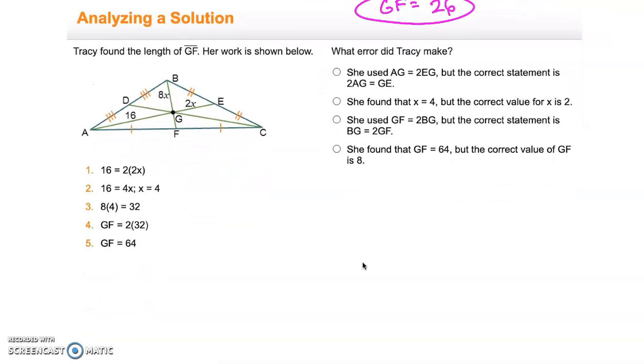So let's take a look and see where Tracy made a mistake. She put 16 is equal to 2 times 2x. That's true. This section is twice that. So 16 equals 4x, x equals 4. Then she substituted in 8 times 4 is 32. So we have BG equals 32. And now she says GF is equal to 2 times 32.